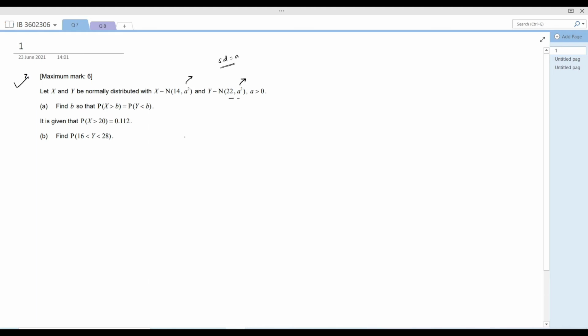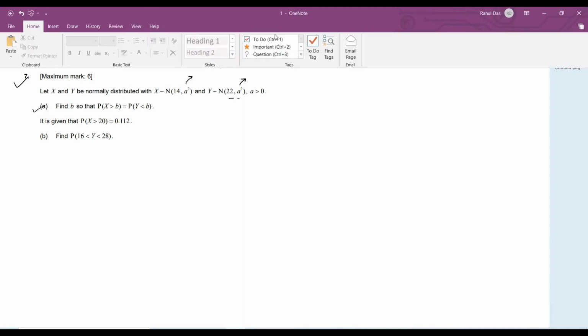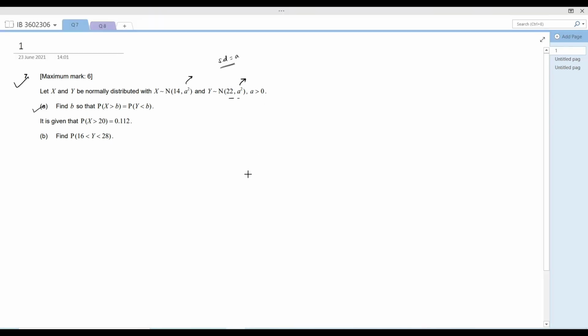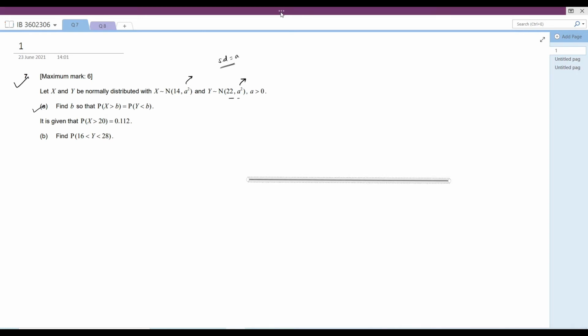Okay, now the first question is, find b so that P(x greater than b) is equal to P(y less than b). Okay, so first I need to draw the graph for this particular portion. So let's draw it. Okay, so the first line is this. I am drawing it on a bigger line. You will understand why I am drawing this.